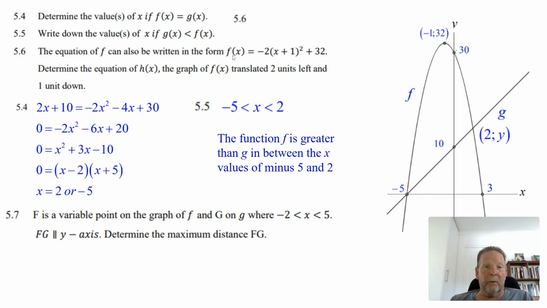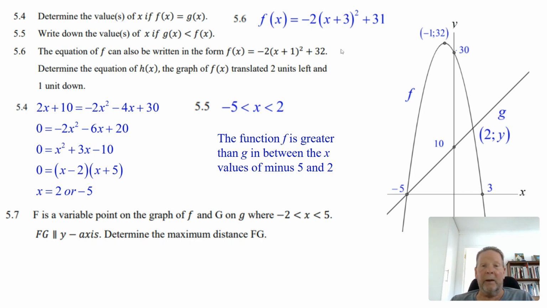So what about this? You could write this parabola, they're telling you, in the form -2 times x plus 1 squared plus 32. This is the y-intercept. And if you want to move this parabola horizontally, if you want to move it to the left, you add numbers right here. So if you want to translate it 2 to the left, just add 2 there. So that's why I wrote x plus 3. And if you want to bring it down 1, just subtract 1 from 32. So that's all there is.